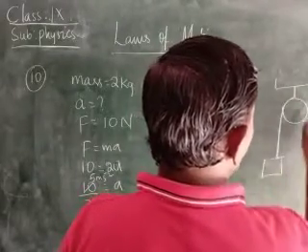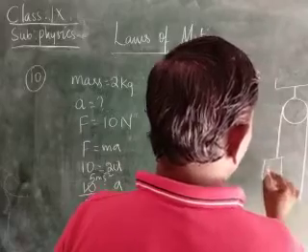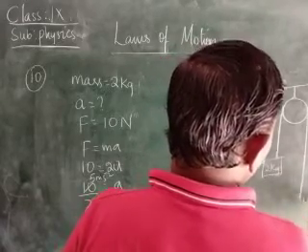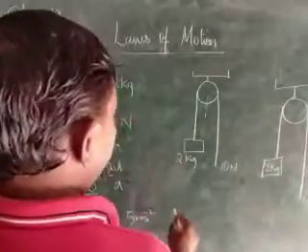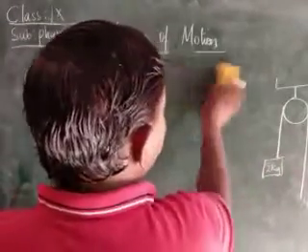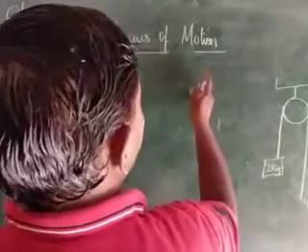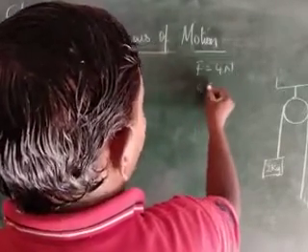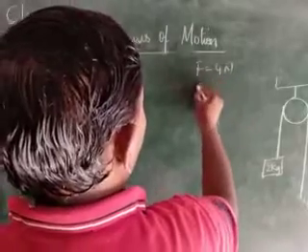Load here given same, 2 kg. 2 kg load. Here it is 4 newtons. Therefore, here as it is 4 newtons, same formula. F is 4 newtons. M is 2 kg.